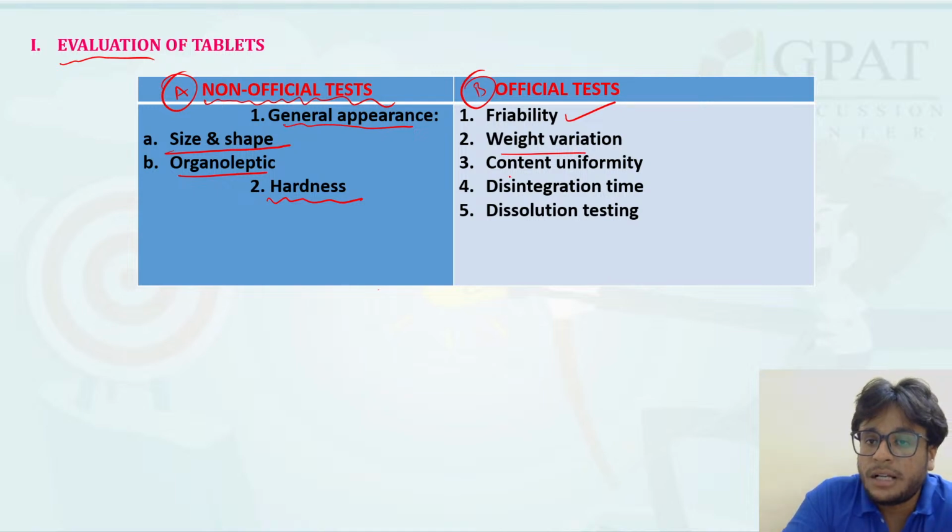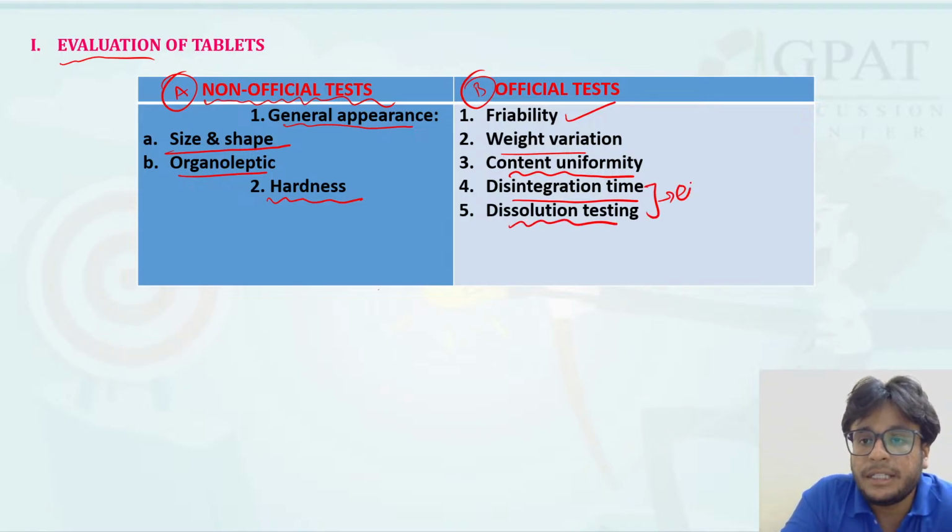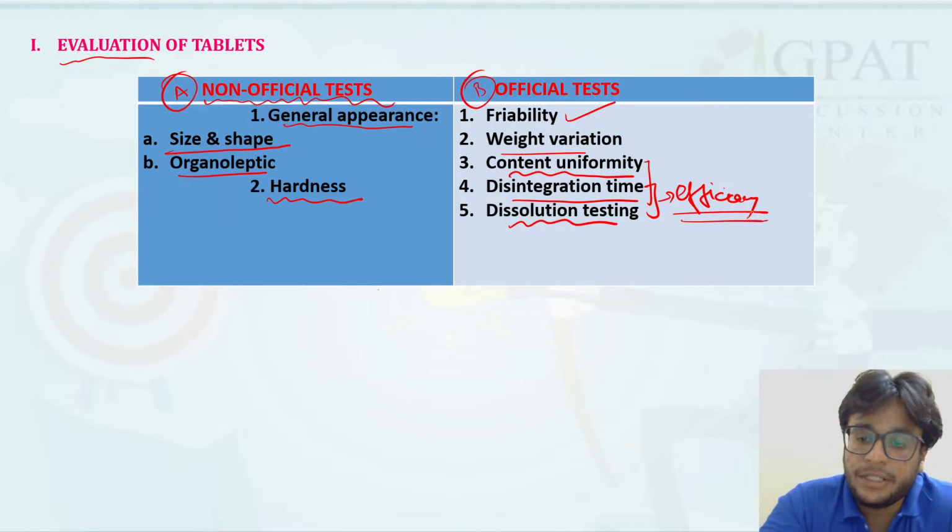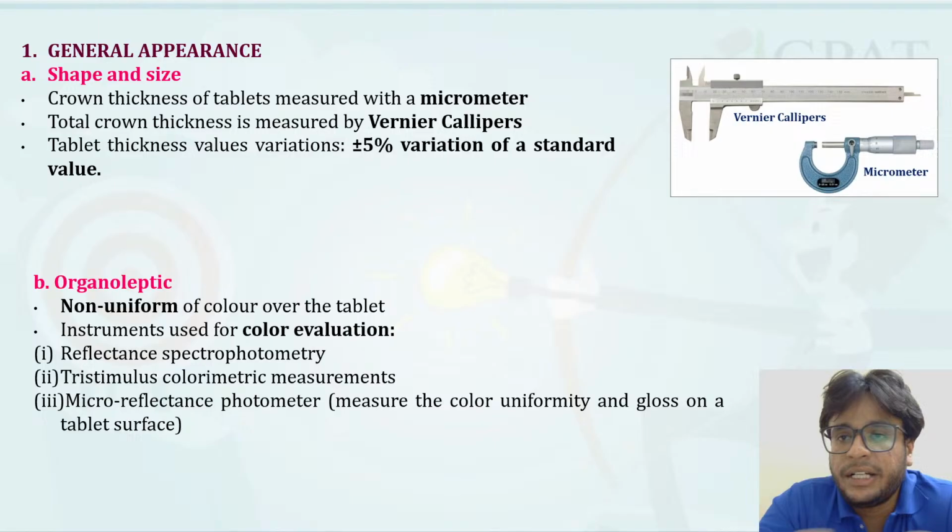Then again comes the content uniformity test. Then the disintegration time we have to check, and the dissolution time, which is mainly related to the efficacy of that particular drug. The content uniformity is also related to the efficacy of the tablet. Let's study these different kinds of tests one by one.